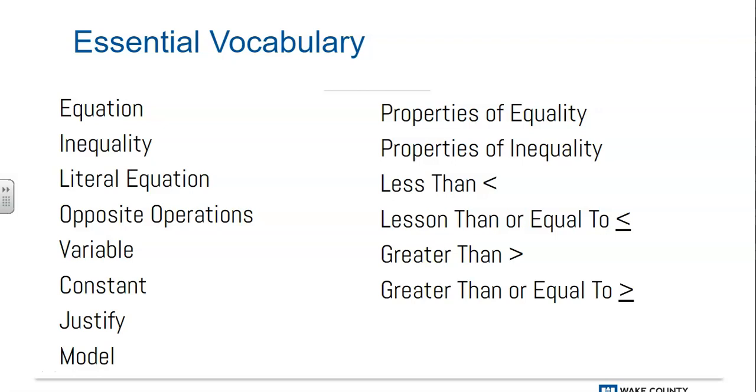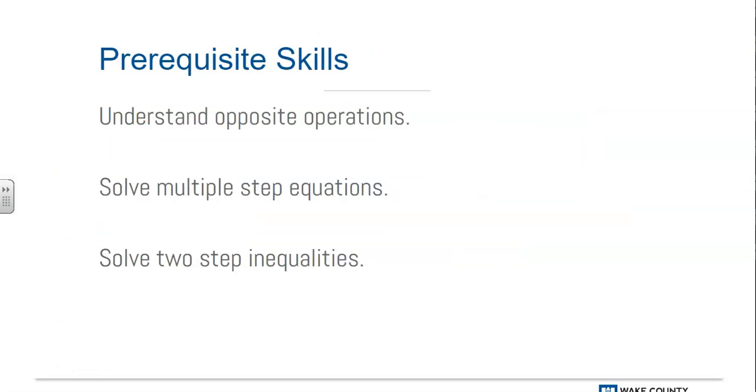Some of these vocabulary terms should already be familiar to you from previous courses. Here are some key skills needed to be successful with the content in this unit. You should understand opposite operations, be able to solve multiple step equations, and be able to solve 2-step inequalities.